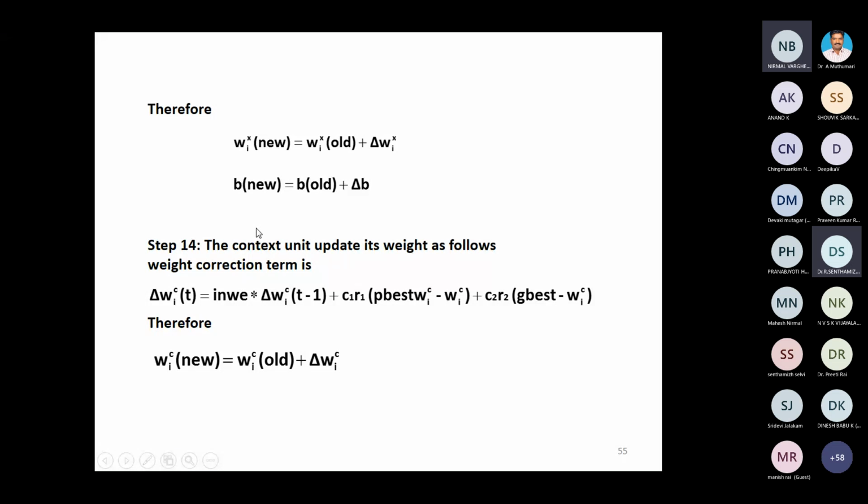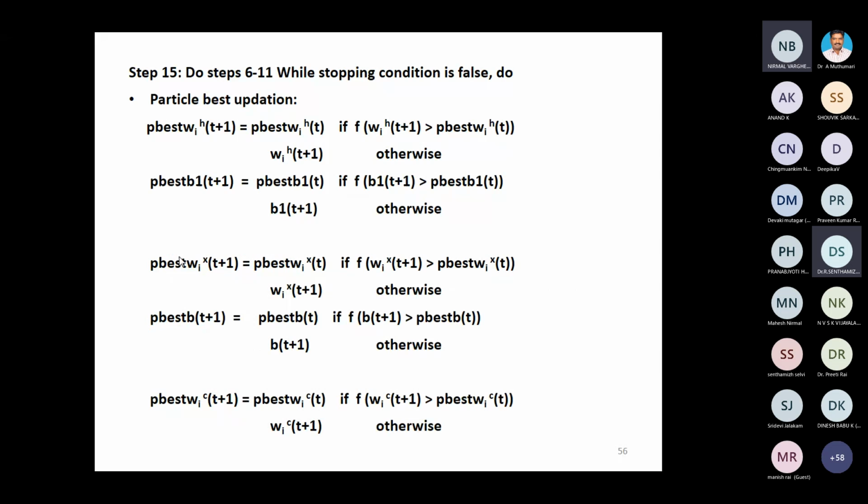Now step 14, the context unit. After the hidden unit, you have to make the updation in the context unit. There also you have to follow the same formula. And finally, step 15, do steps 6 to 11 while the stopping condition is false.